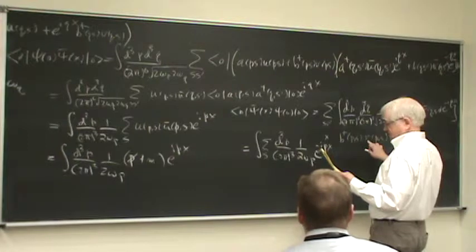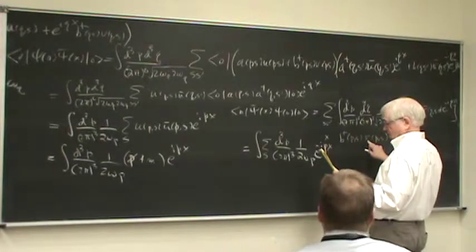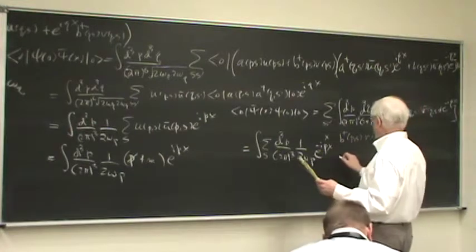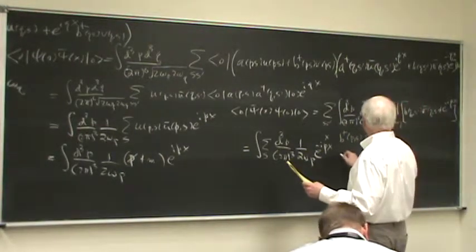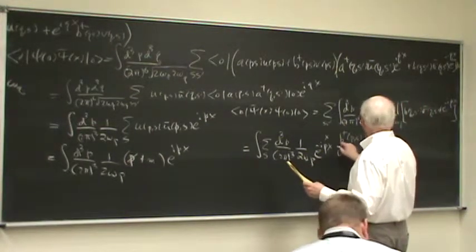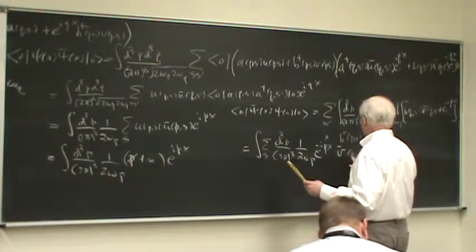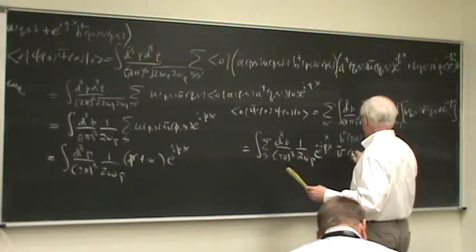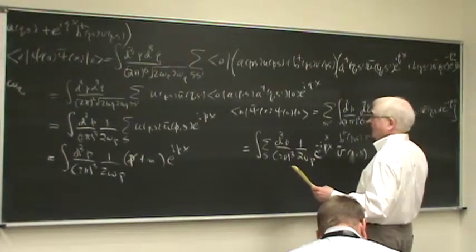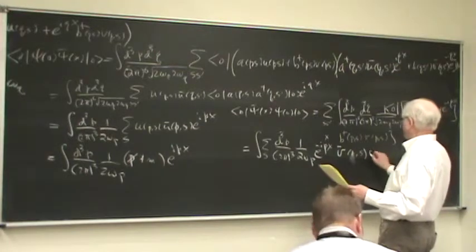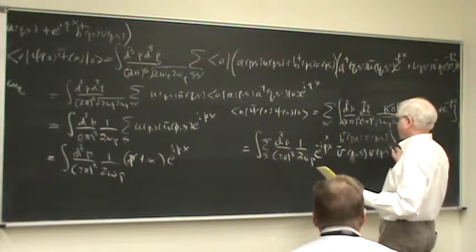Because I want to write this as v bar. All right, well, let me write it the way it is at the moment. V bar of q of p. Right, v bar is on the left. V of p and s.